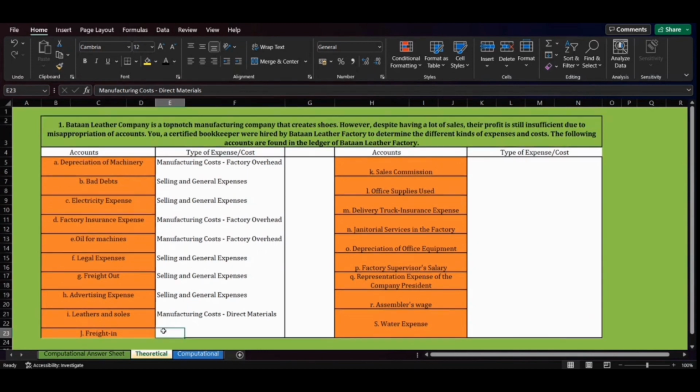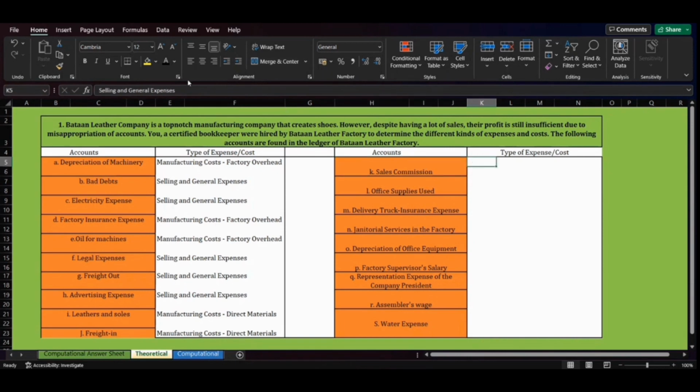Next is freight in. Freight in is manufacturing costs, direct materials. Freight in is also a part of the materials in a way that it is used as the freight for the delivery of the materials. As an example, if we pay freight on the raw materials, here we consider freight as direct materials.